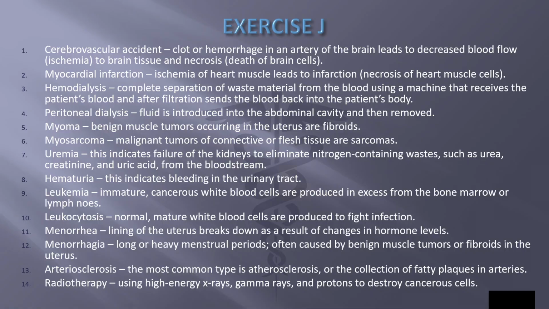5, a benign tumor of muscle is a myoma. Benign muscle tumors occurring in the uterus are fibroids. 6, a malignant tumor of muscle is a myosarcoma. Malignant tumors of connective or flesh tissue are sarcomas.